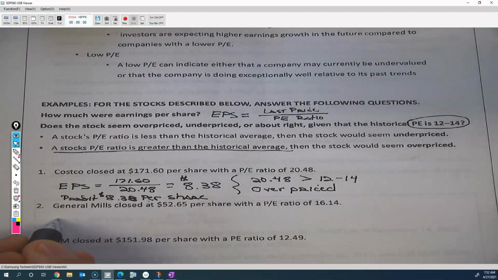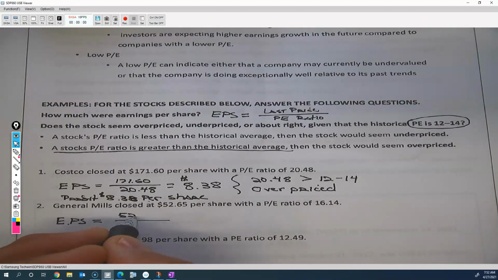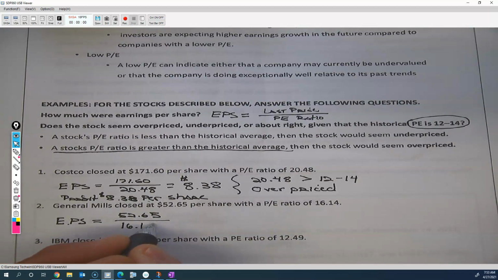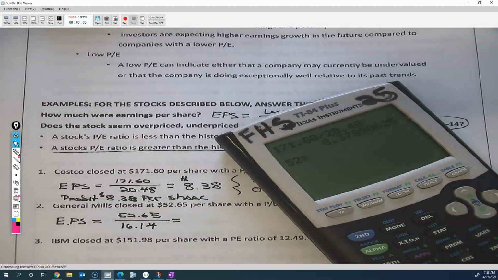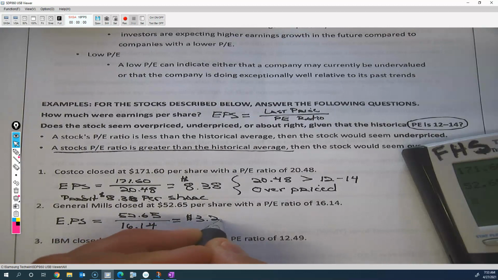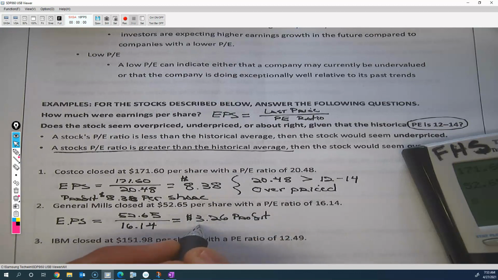So its price is $52 a share. Its PE ratio is 16.14. Now if I do that, 52.65 divided by 16.14, $3.26. And that would be profit per share.